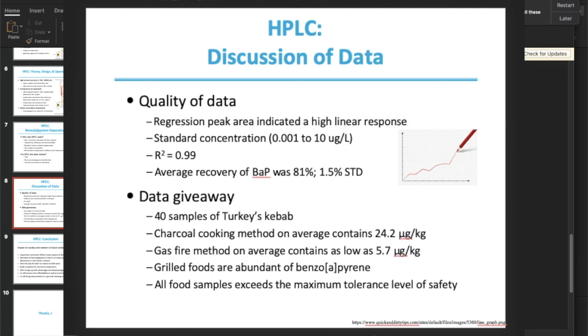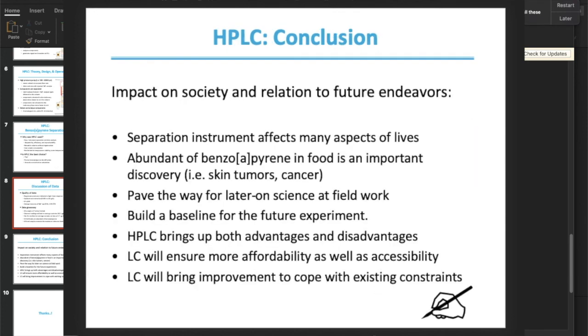On average, the recovery of benzopyrene from food tests was also reported as relatively high, which is about 81% with a standard deviation of 1.5%. In other words, the important thing is that the data here is pretty optimal to be reliable, on the fact that most grilled food contains a lot of benzopyrene, and the numbers here exceed the maximum level of safety either by cooking with charcoal or with gas.